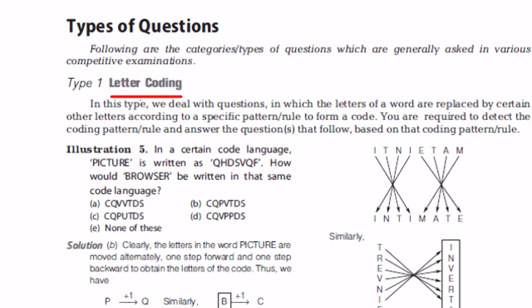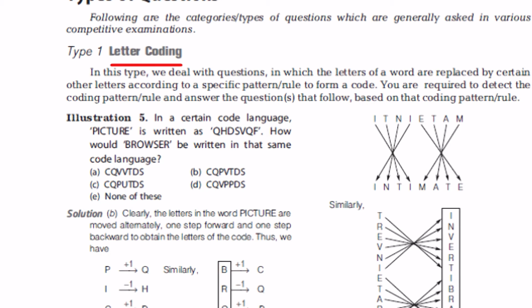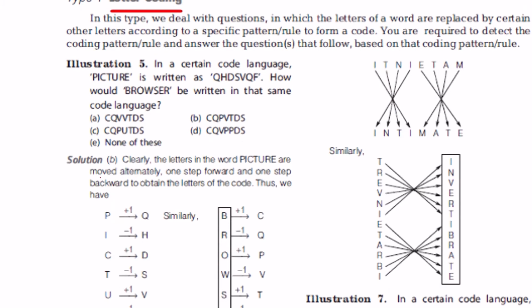If you see over here, the first illustration, the picture is written as QHDSVQF. That's insane, right? Without a basic understanding, how will browser be written in that same language? So it's hard to go with a random option, but we'll have a simple technique, I mean a simple code and decode behind that code. Okay, let's see that technique.